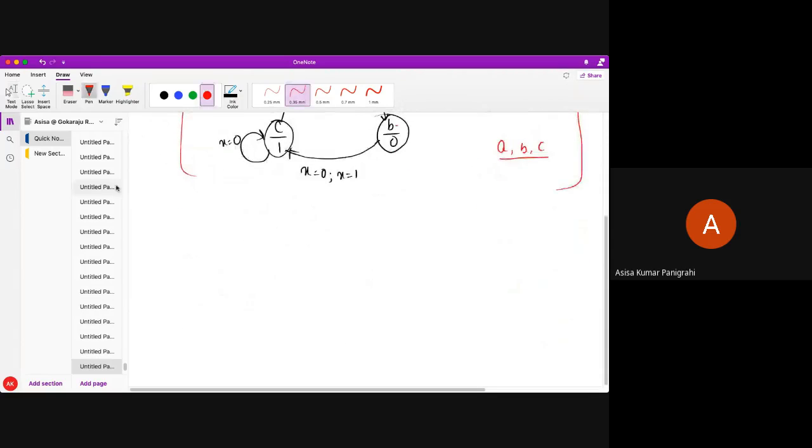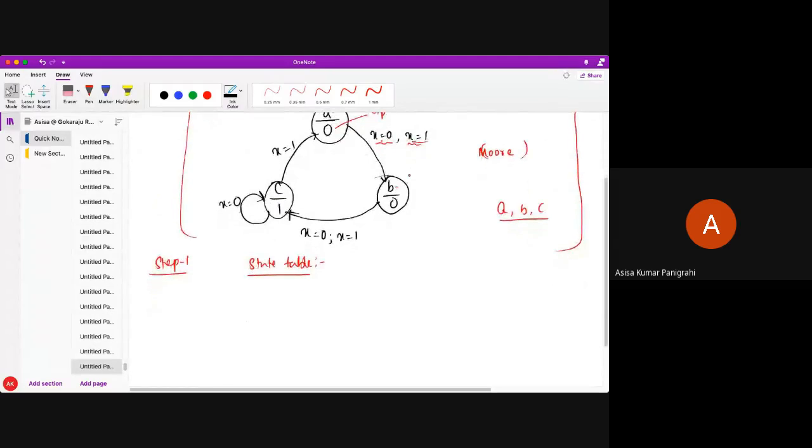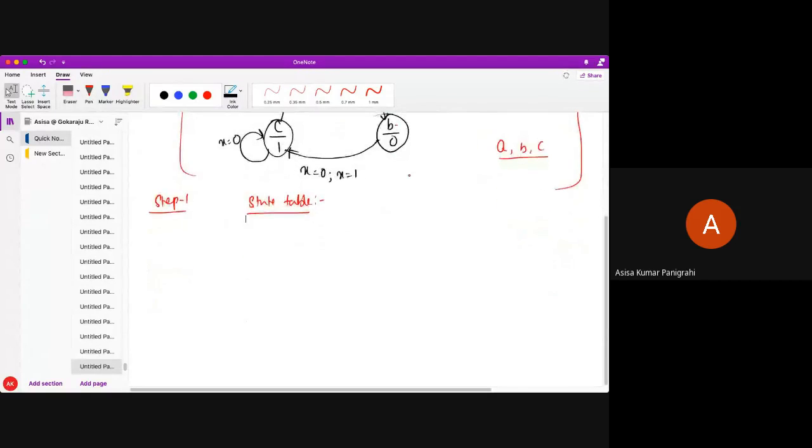So what is my step 1? Obviously my step 1 is to obtain the state table from the given circuit information or the state diagram. So here we have been given the state diagram. From that we have to find out our state table. As I told you, the state table consists of the present state, the next state, and your output. So these are the 3 things that will be there in the state table.